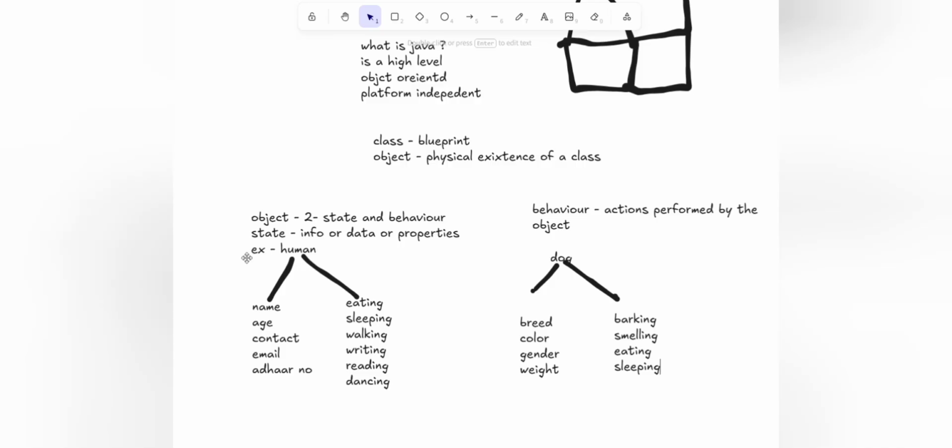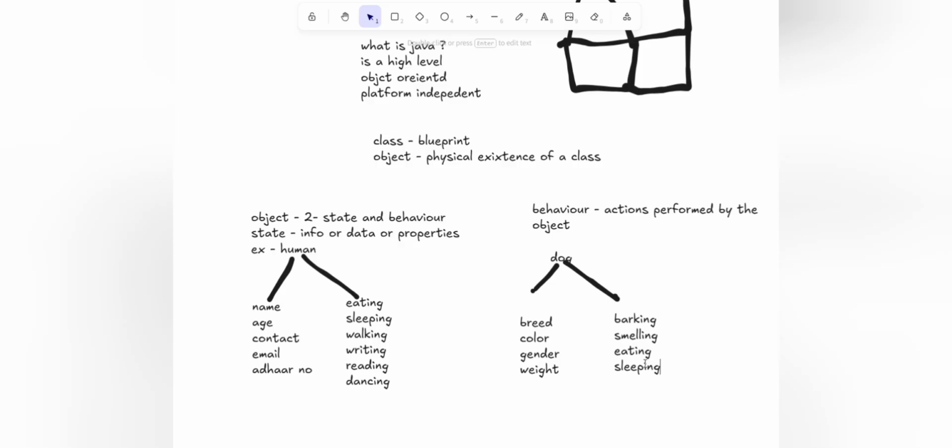Whatever example you take, either a human, a dog, a bank customer, or any object, it has two components, that is states and behaviors. States are the information or data or properties, and behaviors are the actions performed by the object. In the human example, the states are name, age, contact, email, and Aadhaar number, and the behaviors are eating, sleeping, walking, writing, reading, and dancing. For the dog, the properties are breed, color, gender, weight, and the behaviors are barking, smelling, eating, sleeping.